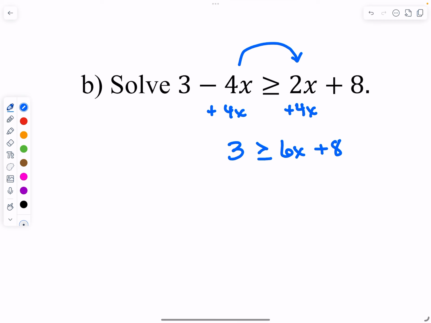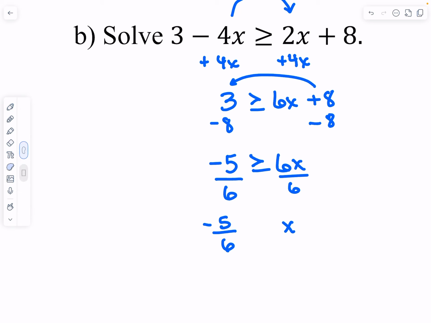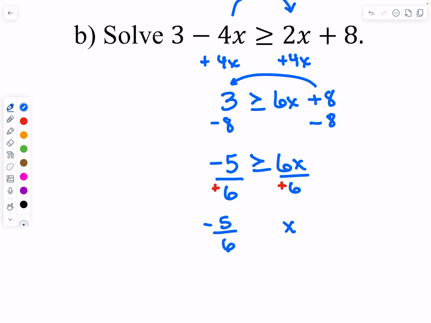And now I'm going to move my 8 to the other side by subtracting. So I'll get -5 is greater than or equal to 6x. And when I divide by 6, I get x, -5/6 over here. Do I need to flip my inequality? Now notice I got a negative answer, but what did I divide by? I divided by a positive. So when you divide by a positive, you do not have to flip your sign.